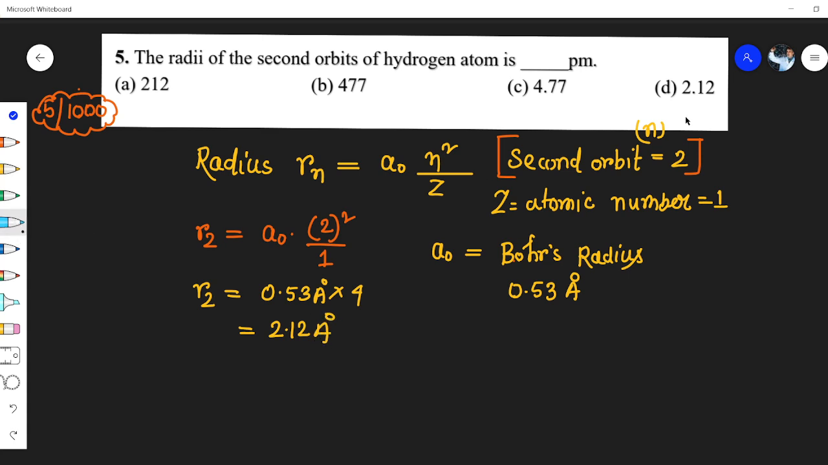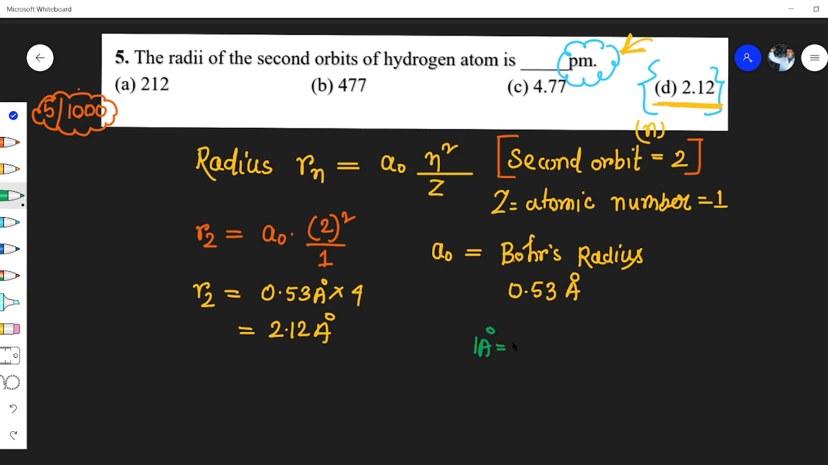Seeing this, if you mark this answer, then how many marks will you get? Then you will be getting 0 marks, because the question did not ask this. Look carefully at the question: it asked in picometer. But since this option is also given, if you mark this option then you will be getting negative marking, right? So you have to look at this particular question very carefully, otherwise you'll be making mistakes. Since the question asks for picometer, you have to convert it into picometer.